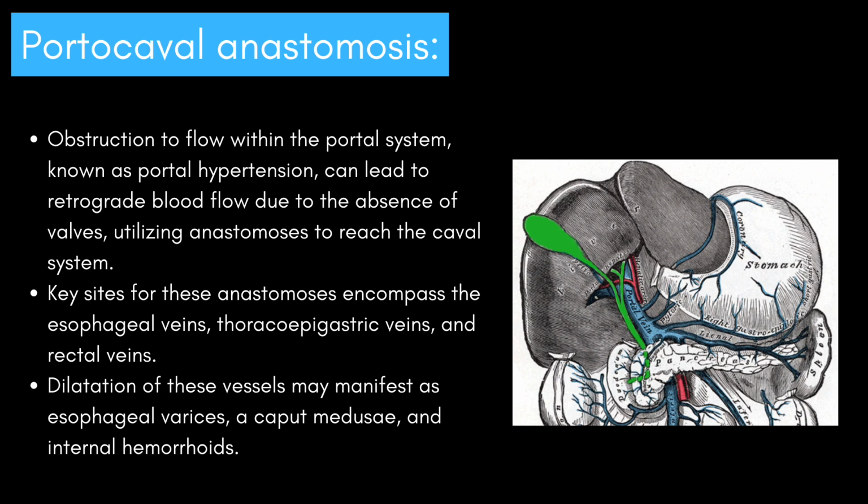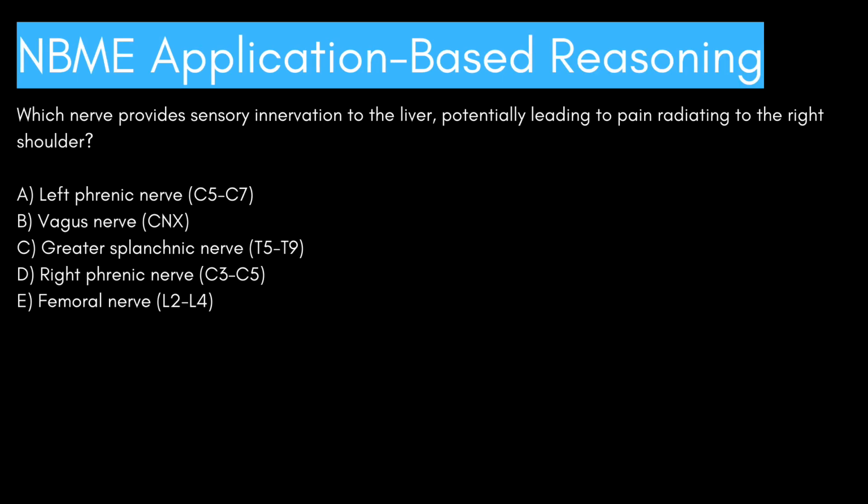Now that we have covered all of the content for today, let's look at some NBME-style multiple-choice questions to test your knowledge. Which nerve provides sensory innervation to the liver, potentially leading to pain radiating to the right shoulder? A. Left phrenic nerve, C5-C7. B. Vagus nerve, CN X. C. Greater splanchnic nerve, T5-T9. D. Right phrenic nerve, C3-C5. E. Femoral nerve, L2-L4.